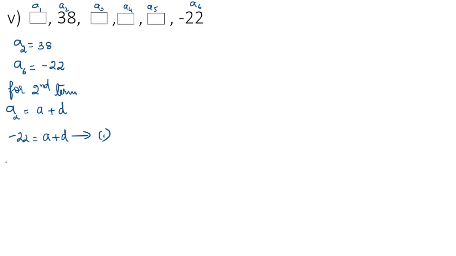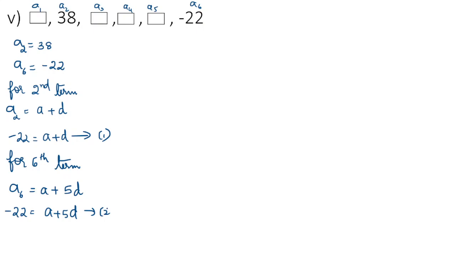So this is equation 1. Next, for the sixth term, how can we write the sixth term? a6 is equal to a plus 5d. So the a6 value we know, minus 22 is equal to a plus 5d. So this is equation 2. Now what can we do? We can subtract. And one more thing, I made a mistake here.